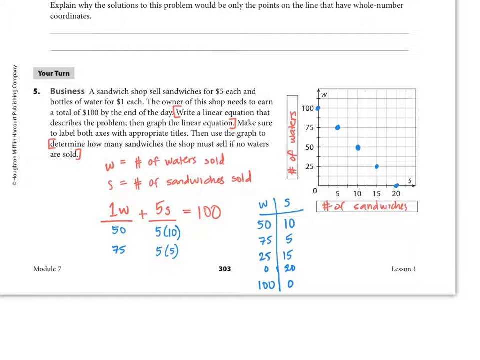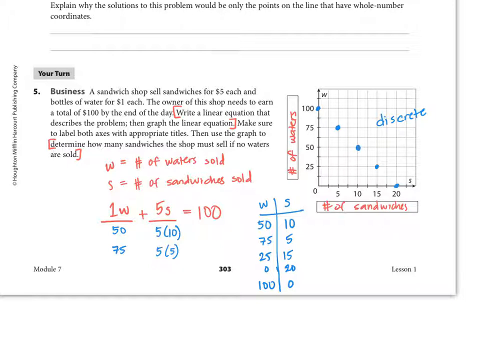One thing that needs to be thought about here is, can I connect this line? Is this discrete or continuous? If you were in class, I mentioned that one way you could communicate to me or to somebody that you know whether it's discrete or continuous is to just write it. This is definitely discrete because we can't sell parts of sandwiches and parts of waters, so we're not using all real numbers here.